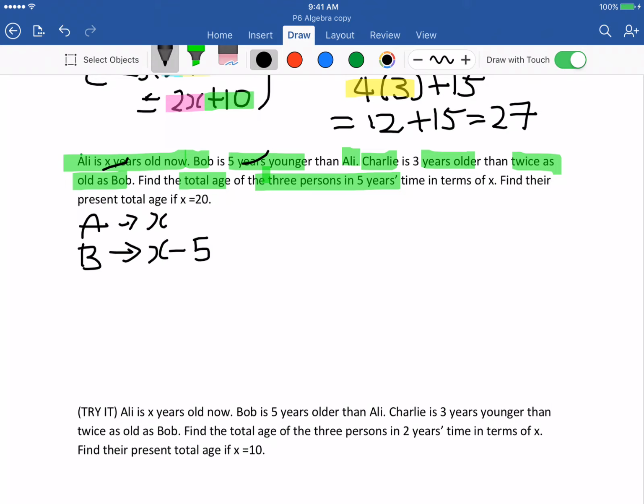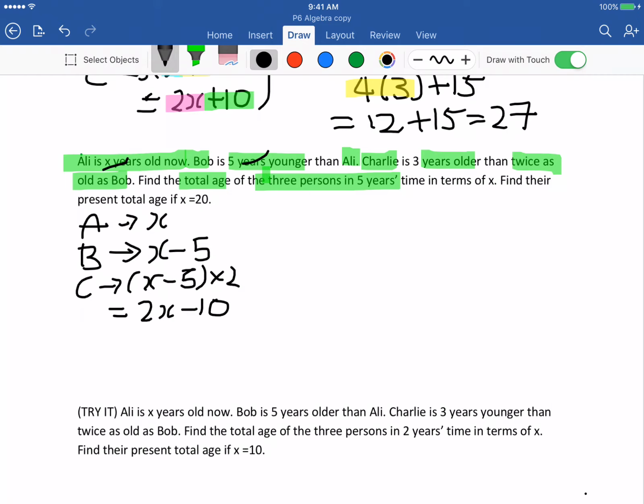Let's move on. Charlie is 3 years older than twice as old as Bob. Let's try to find twice as old as Bob first. So twice as old as Bob will be x minus 5 times 2. What's x minus 5 times 2? It's actually equal to 2x minus 10.